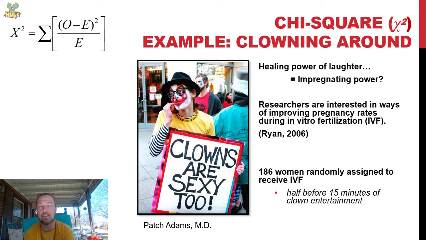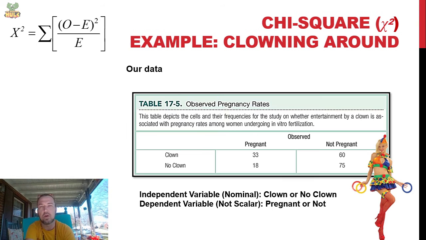Note that he did not assign these people to receive in vitro fertilization. These were folks who were already signed up to do that. He simply asked if they would participate in this research study, and then half of them got exposed to a clown after the in vitro fertilization process.